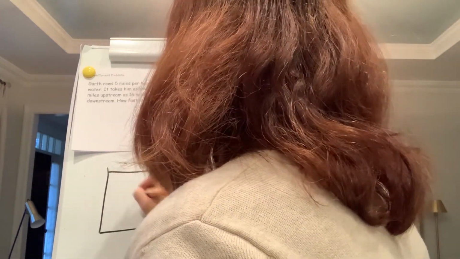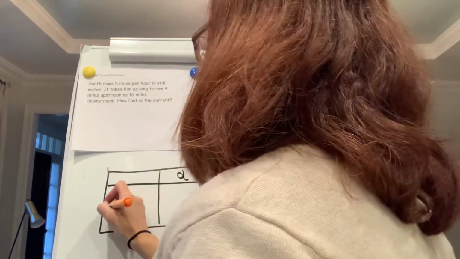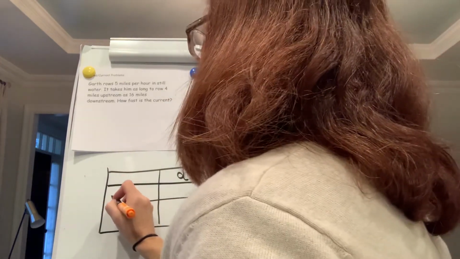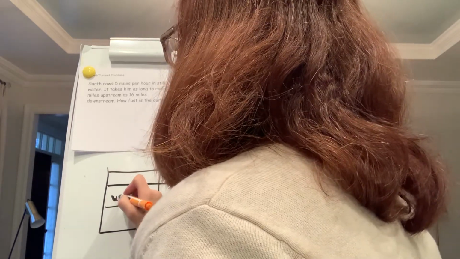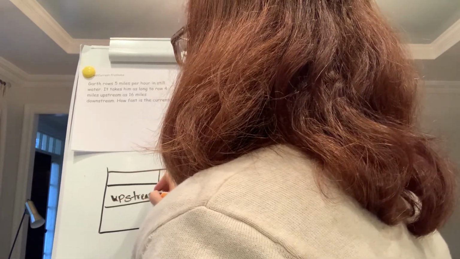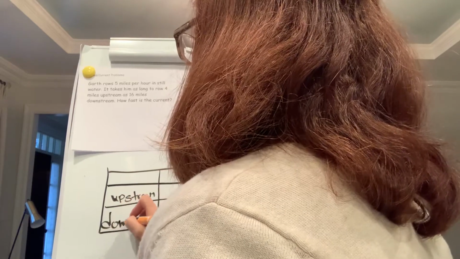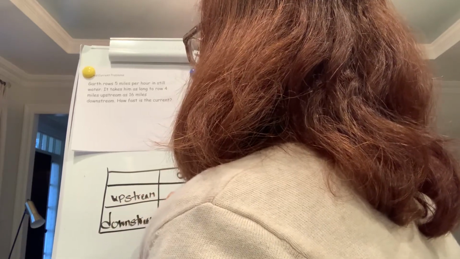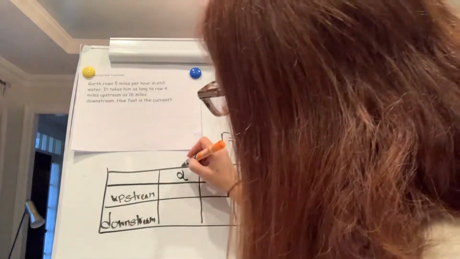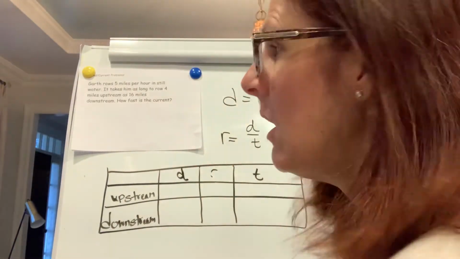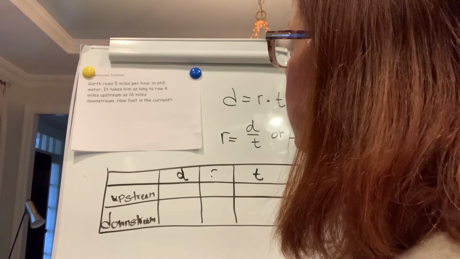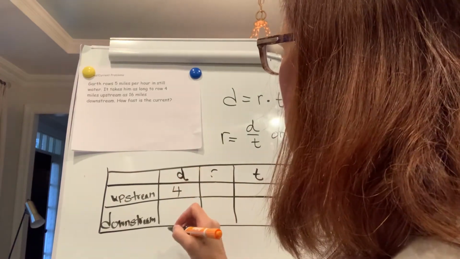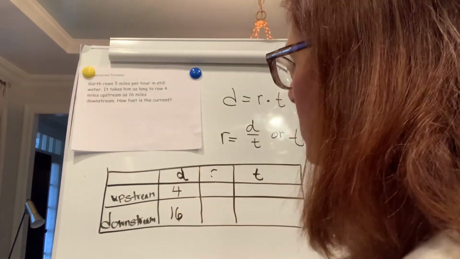We're going to make a chart here with the distance, rate, and time. And we want to go upstream and downstream. This is a D for distance. He is traveling 4 miles upstream and 16 miles downstream.